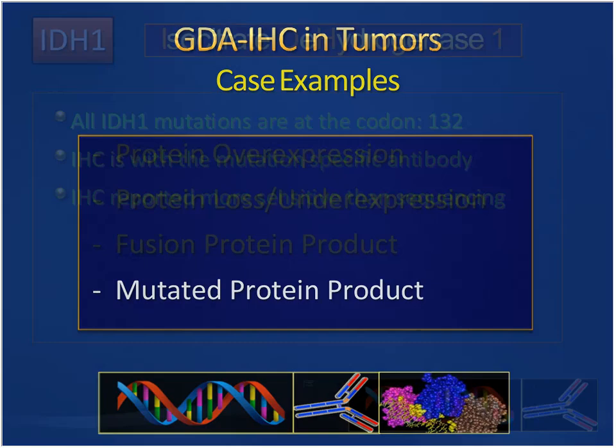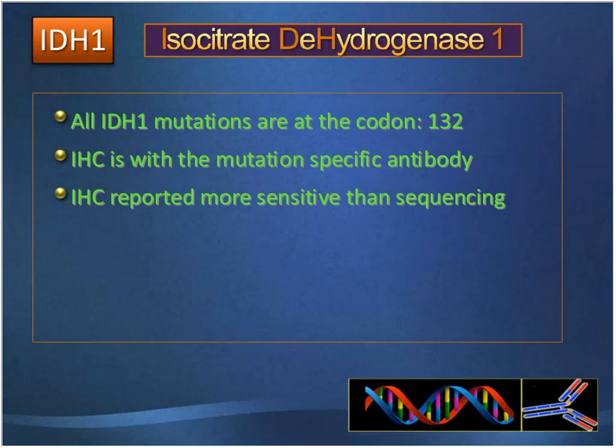Finally, the mutated protein products. IDH1 is isocitrate dehydrogenase 1. Mutations are all at codon 132. The antibody is against the mutation-specific protein. IHC is reported by some to be more sensitive than sequencing the gene.